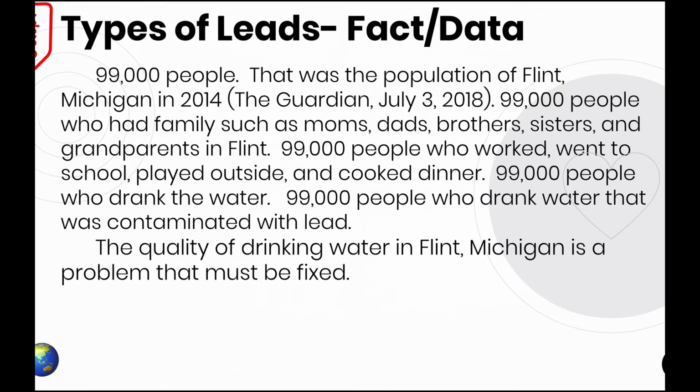Here's another one. You might try a fact or some data. 99,000 people. That was the population of Flint, Michigan in 2014. The Guardian, July 3rd, 2018. 99,000 people who had families such as moms, dads, brothers, sisters, and grandparents in Flint. 99,000 people who worked, went to school, played outside, and cooked dinner. 99,000 people who drank the water. 99,000 people who drank water that was contaminated with lead. The quality of drinking water in Flint, Michigan is a problem that must be fixed.